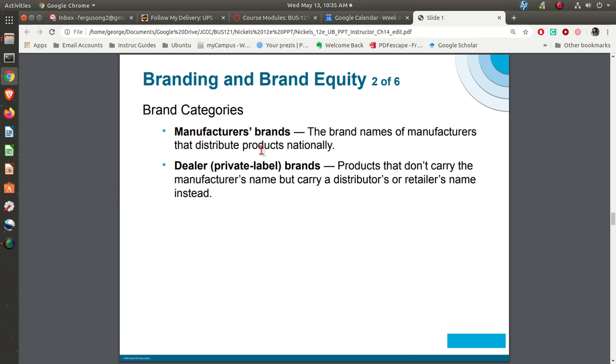So you go to the grocery store and you have Heinz ketchup, you have Lay's potato chips. Those brand names are very important because they're known nationally. Then you have your dealer brand. So for example, you go to Price Chopper and they have Best Choice. That's the Price Chopper dealer brand that you can purchase. It's a little bit cheaper than your manufacturer brand.